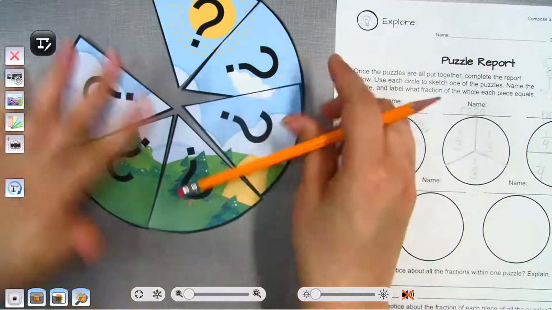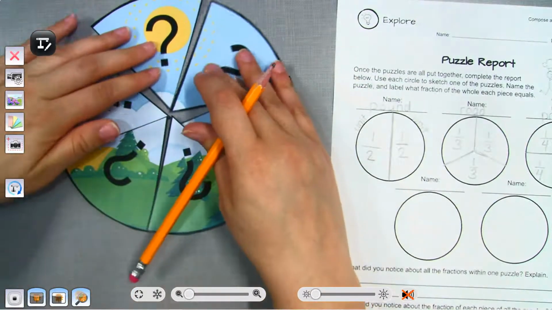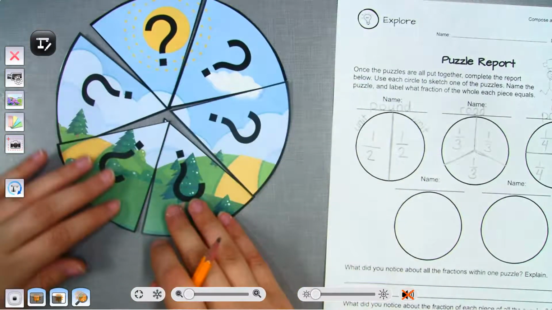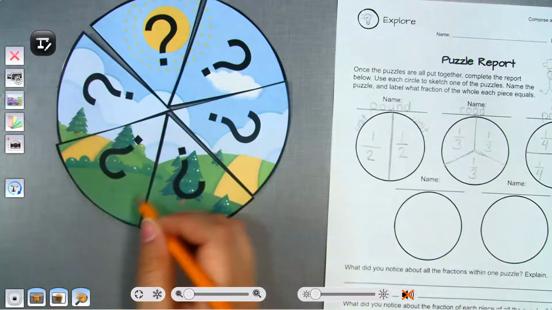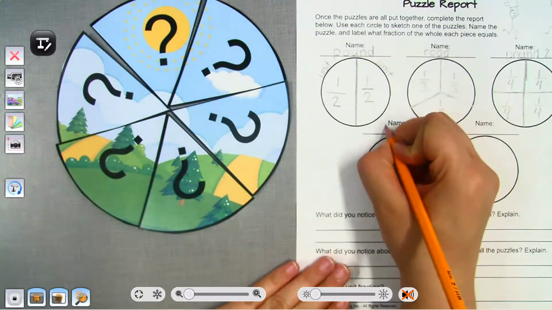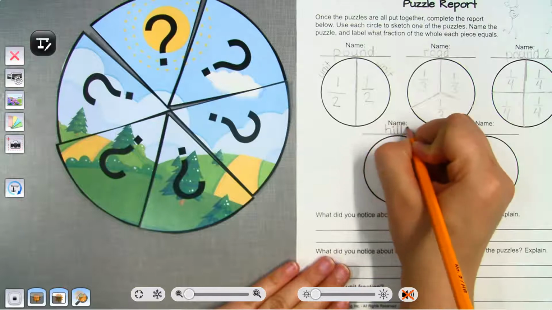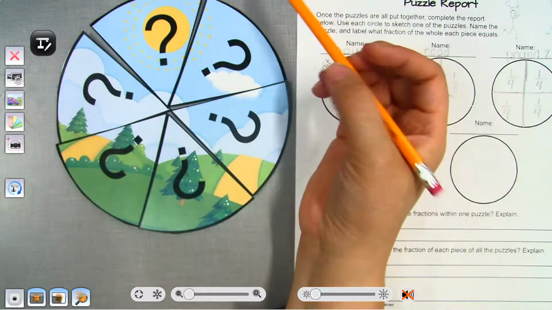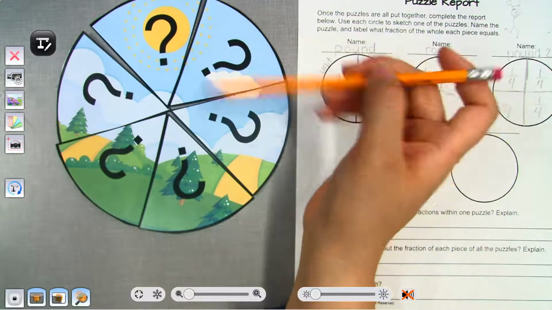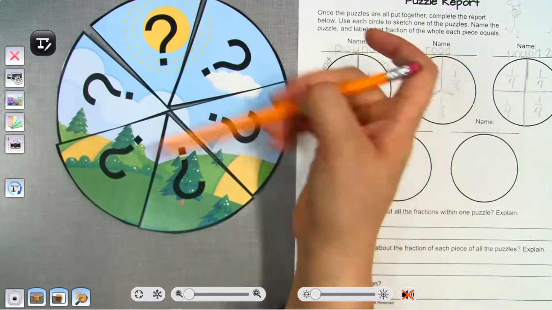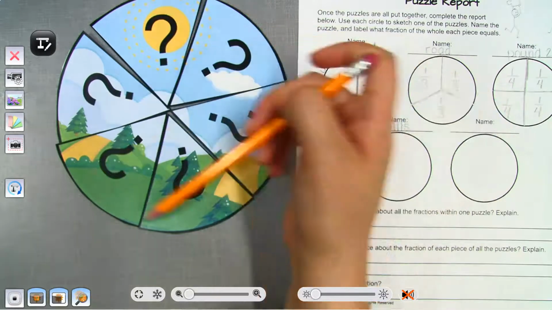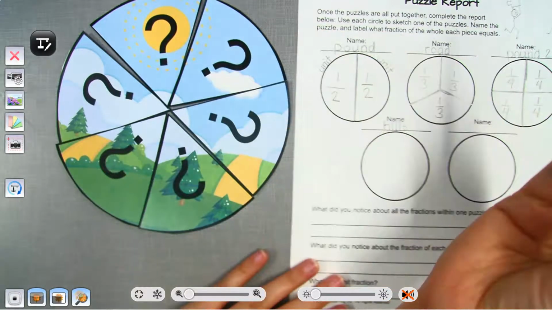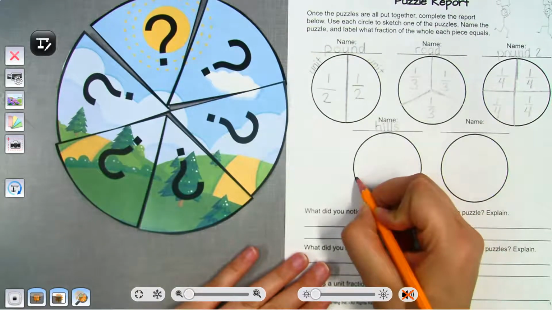Oh. So how many pieces does this puzzle make? Actually, what does this make? It makes some hills. So we're going to label this one hills. Okay. So how many pieces do we have? 1, 2, 3, 4, 5, 6. So what would my fraction be called? 6.